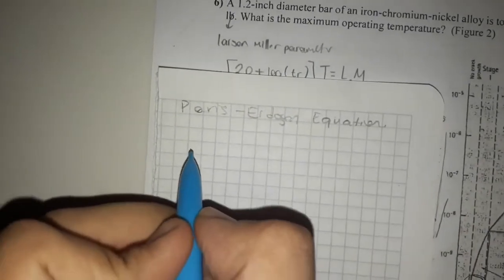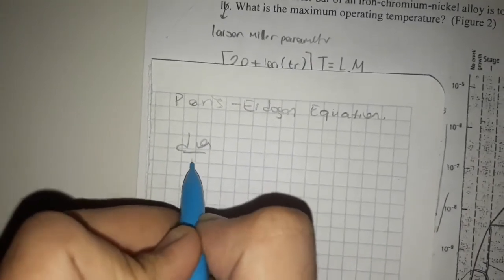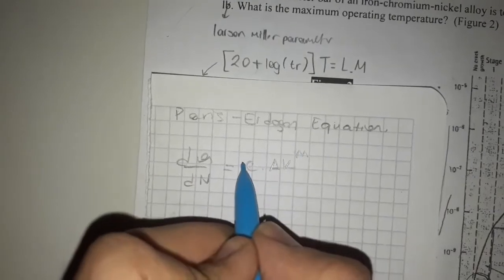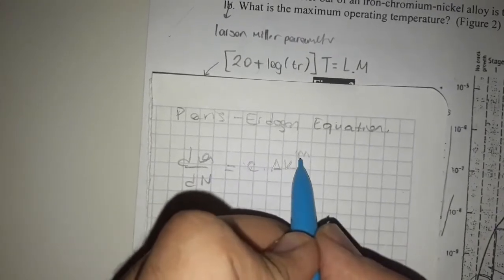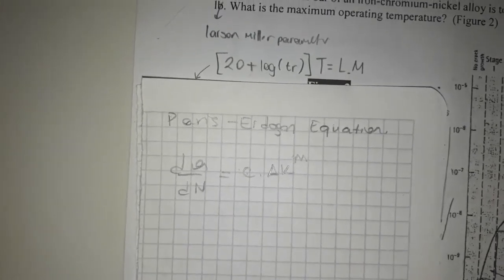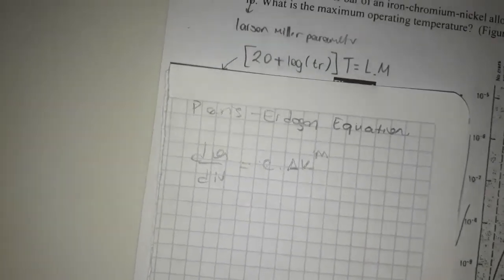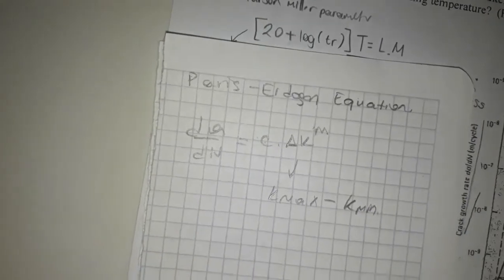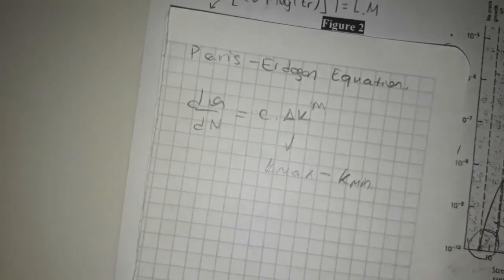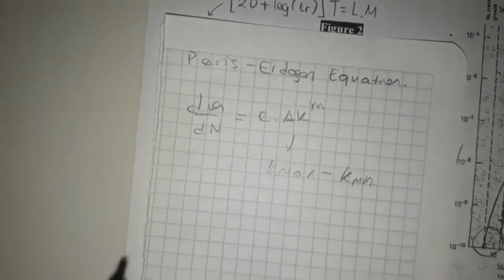So the purest form of the equation is dA over dN equals C times delta K to the power M. M and C depend on the material, so they will probably be given. And delta K is K max minus K min. So what are those things? What is K? We're going to talk about that in an explicit way.